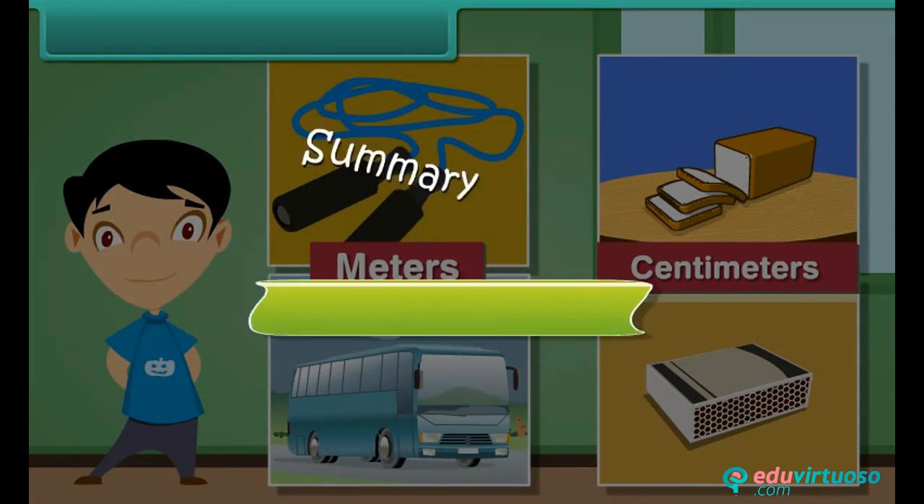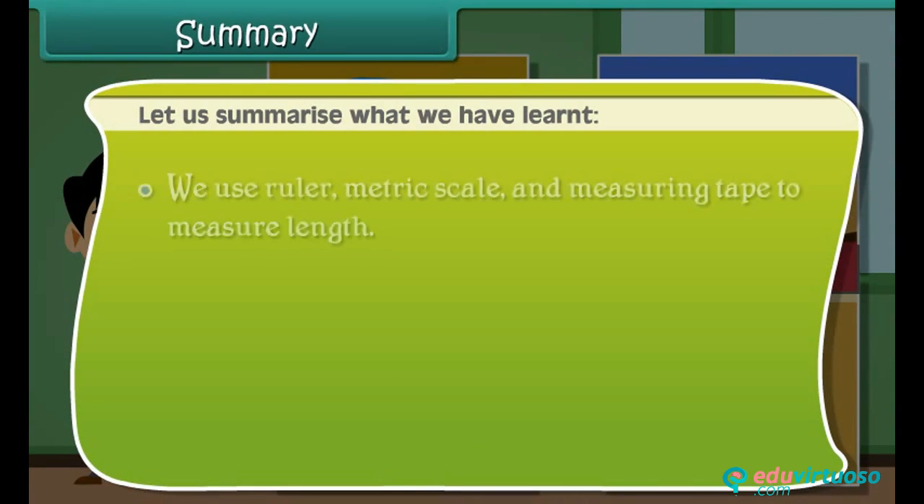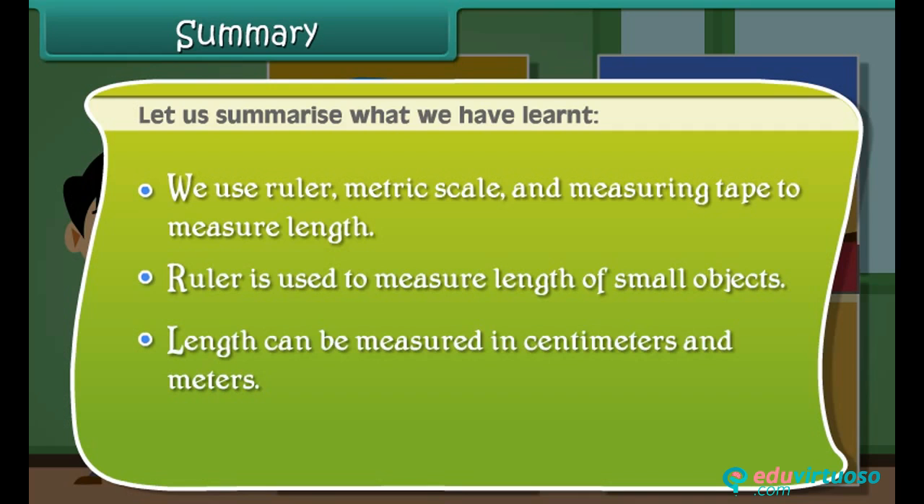Summary. Let us summarize what we have learned. We use ruler, metric scale, and measuring tape to measure length. Ruler is used to measure length of small objects. Length can be measured in centimeters and meters. 1 meter is equal to 100 centimeters.